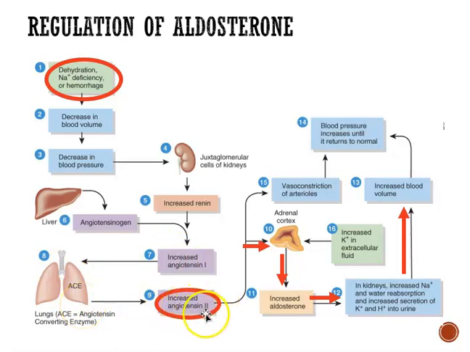That angiotensin 2 is going to stimulate the adrenal cortex to release aldosterone. Aldosterone is going to increase our sodium reabsorption. Wherever salt goes, water follows. And if we have more water being reabsorbed, we're going to increase our blood volume, and we're going to increase our blood pressure. Okay, so just a quick reminder of aldosterone.